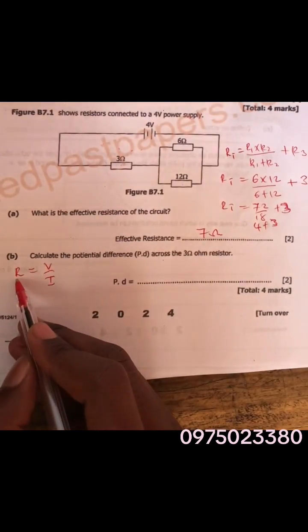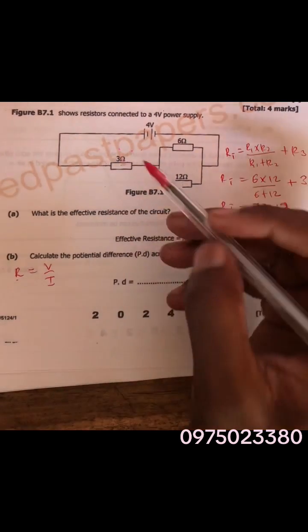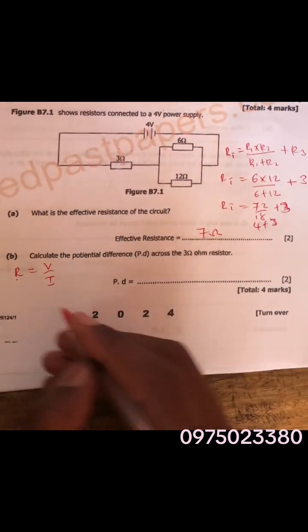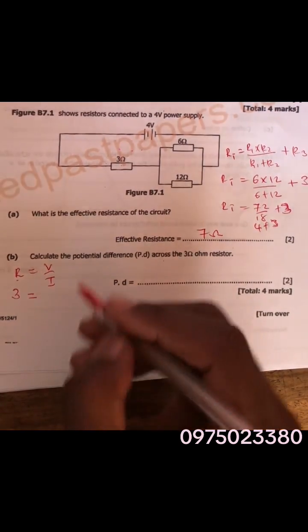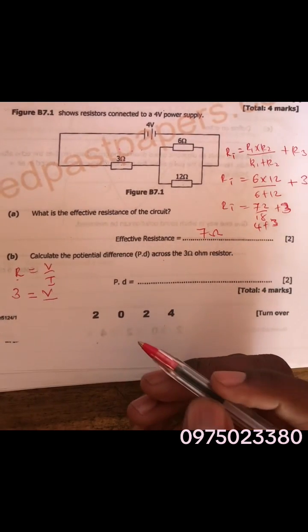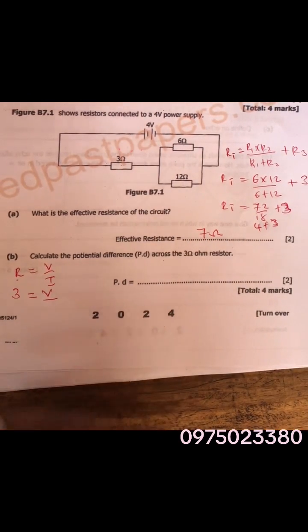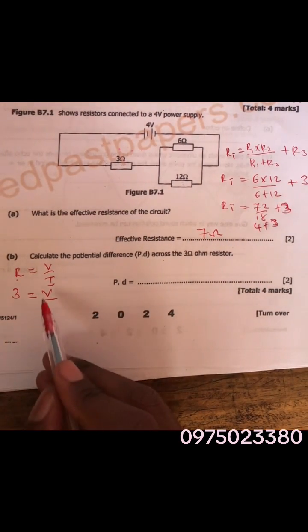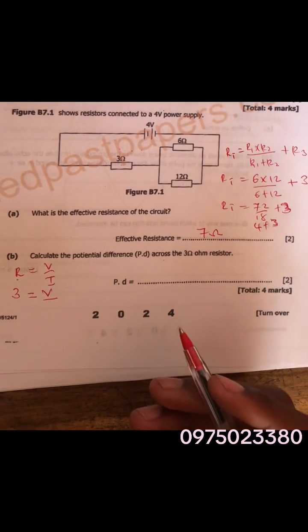So where there is resistance, we're going to put 3, because the voltage we are calculating is across this 3 ohms resistor. So 3 equals, what is the voltage? The voltage is what we are looking for, over, what is the current? Do we have current? No, we don't have current. So we have to look for the value of current that we're going to put there. So how do we get that current?